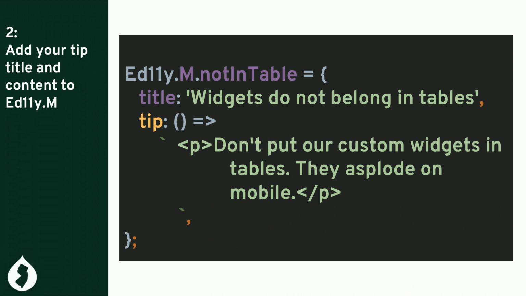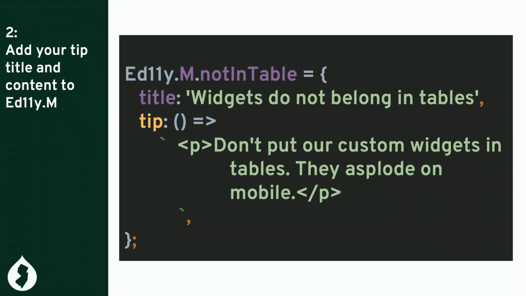So the edly.m, capital M, is the messages object. So all of the strings. And so you can add something to your strings. edly.m.not in table. Be anything you want, as long as I'm not overusing the word. And you give it two things. You give it a title, which is a string. Widgets do not belong to tables. And you give it a tip.